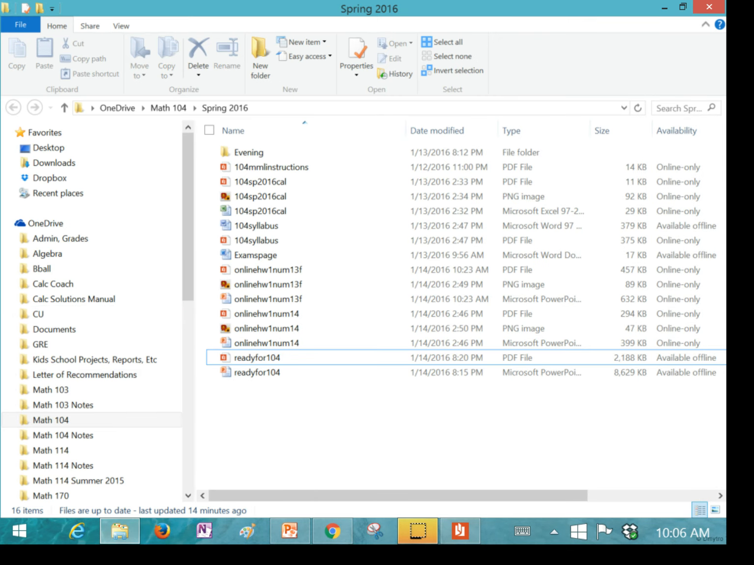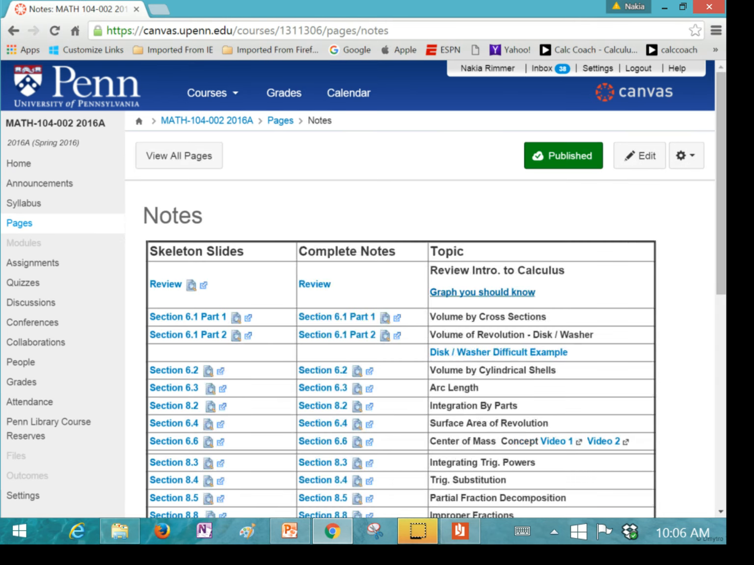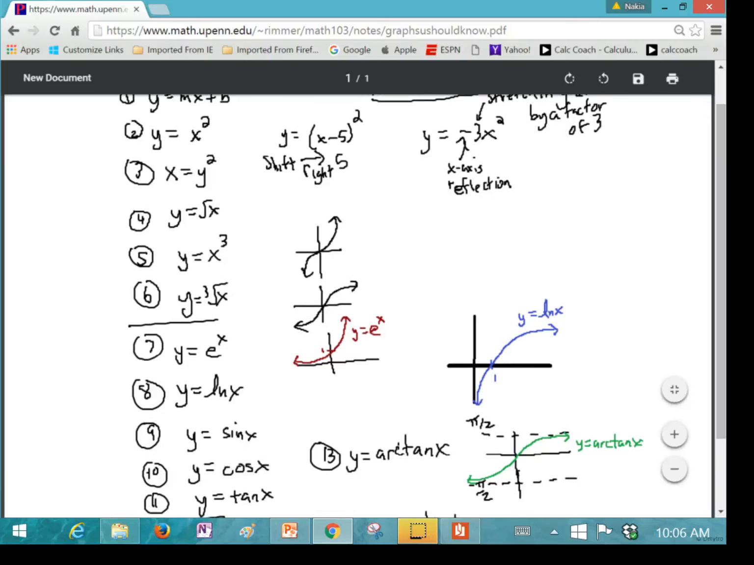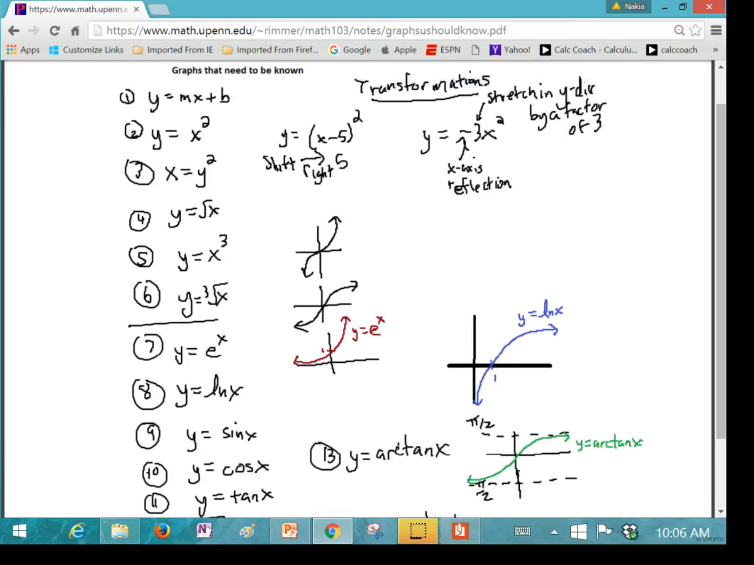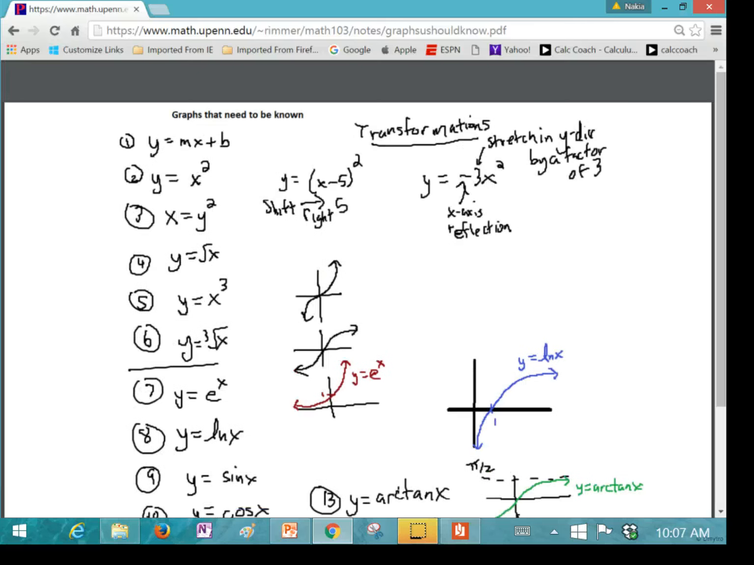If you go to our notes page, there's a list of functions that you should know how to graph. Graphs you should know. Click on that. Be able to graph a line, a parabola that's sideways, a square root, x cubed, a cube root, e to the x, log x, sine, cosine, and tangent, pretty much those three. 1 over x, absolute value of x, arctan of x. Know those standard graphs, and then know how those graphs can be transformed by adding and subtracting, or by multiplying by a particular number. So that's in our notes page, graphs you should know.